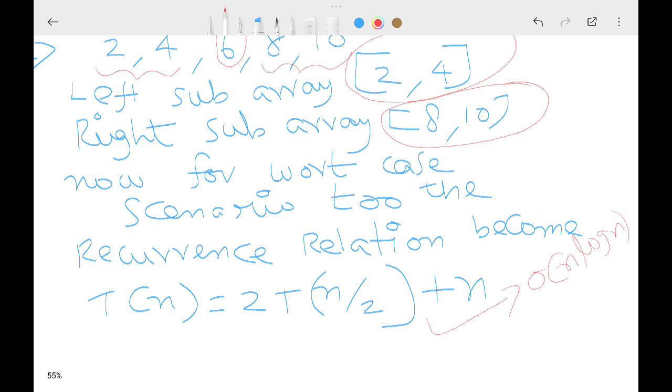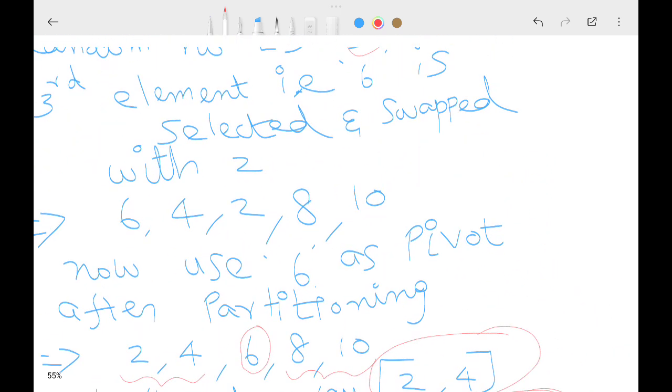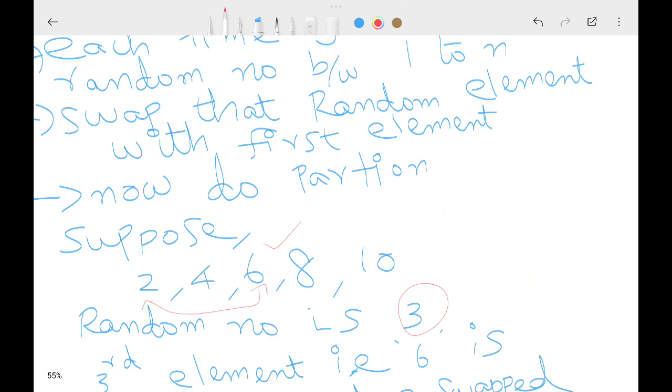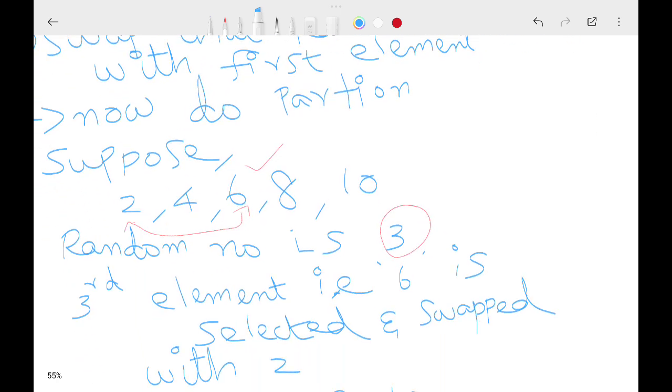After that, for the left subarray, we need to do the same process. It contains two elements, and then a random index is generated. Suppose the random index is 2, then 4 will be swapped with 2. Again it becomes an unsorted array. Then we need to do the same process. So actually, instead of generating the random element from 1 to n, we can generate the random element from 2 to n, supposing you are using the first element as the pivot element.